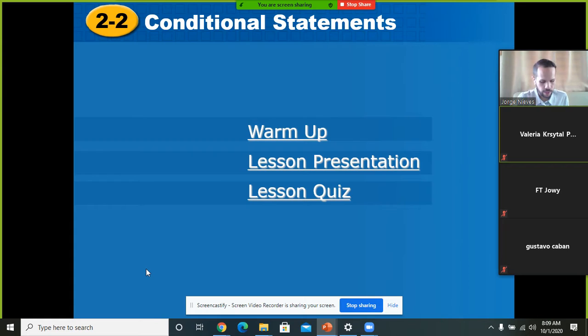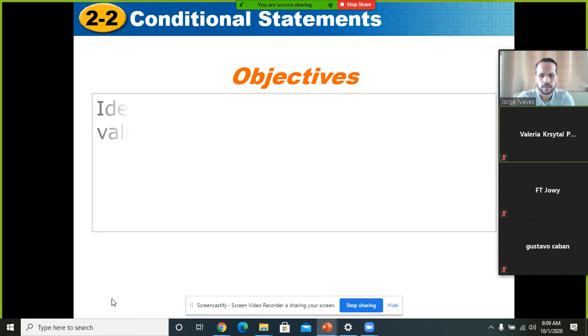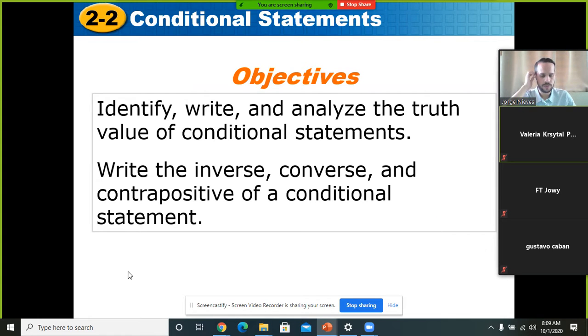Okay, so we're going to talk about a conditional statement. When we talk about a statement, it's something that you say that can be written or you say it. So the objectives of today's lesson are identify, write, and analyze the truth value of conditional statements, and write the inverse, converse, and contrapositive of a conditional statement.